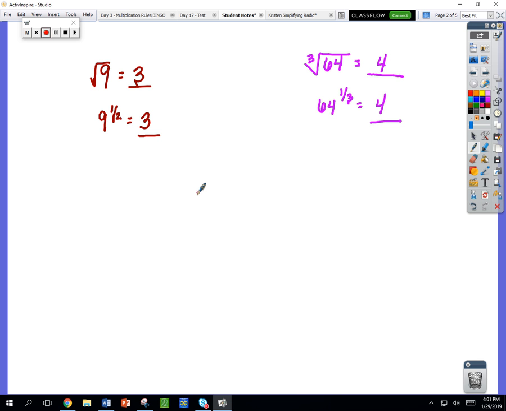Let's do square root of 25. That should give you 5. And now I want you to take 25 to the 1/2 power. And that also gives you 5. So I want you to think about what you notice here.